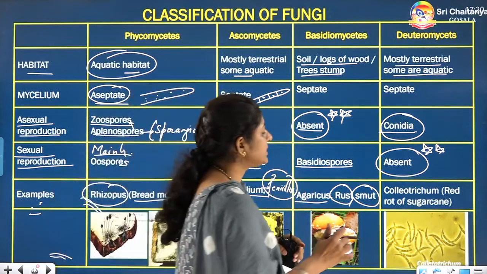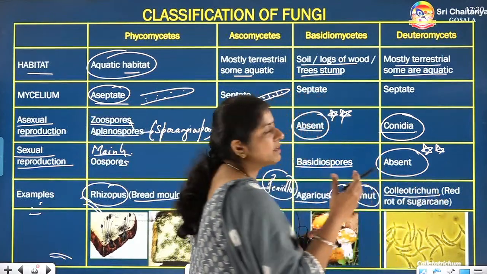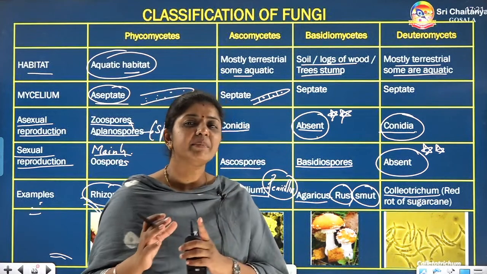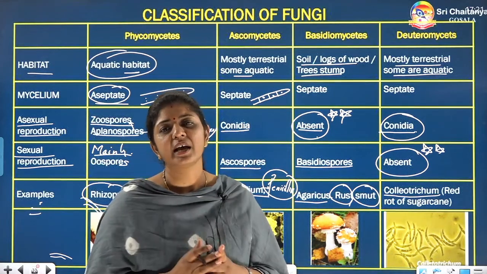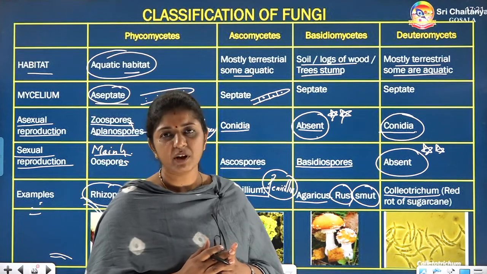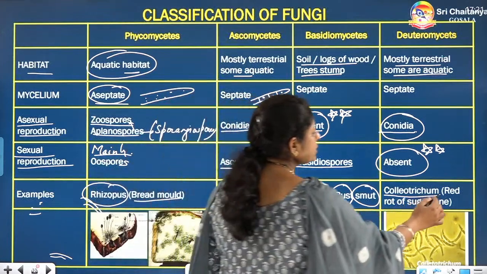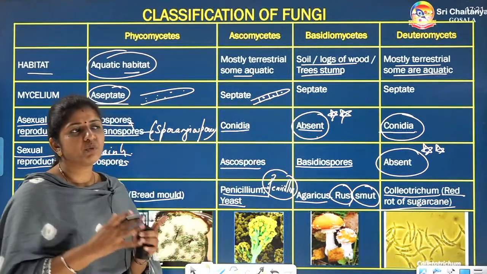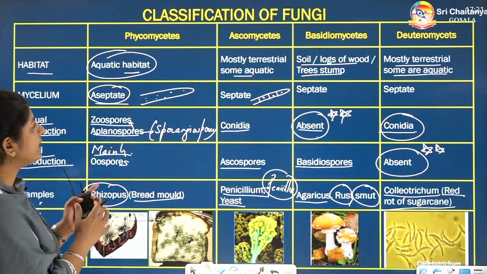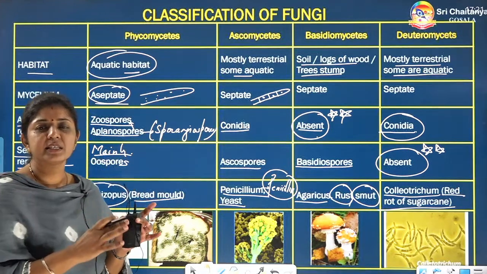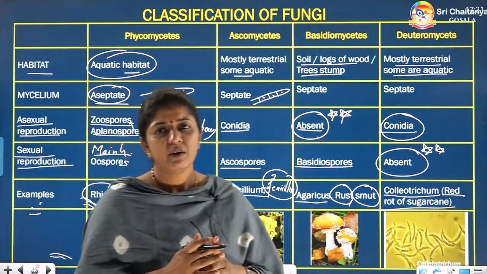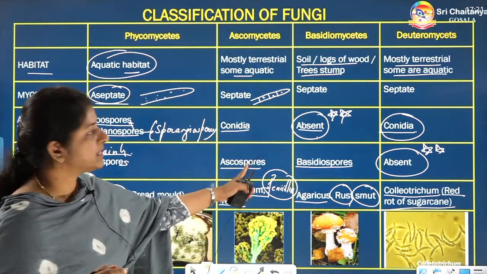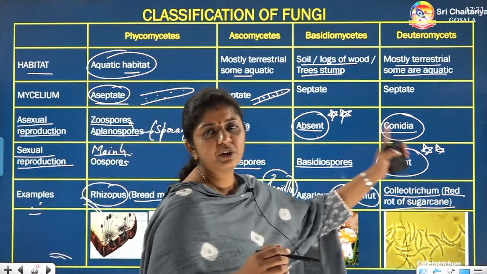So Deuteromycetes include the problem causing fungus like Colletotrichum, one of that, right? But some can be useful, we will discuss in the higher classes under microbes in human welfare. Colletotrichum, what is it doing? Red rot of sugarcane, right? So few examples we are discussing and comparing the major 4 classes under the kingdom fungi. What is the first? Here will be Phycomycetes, then Ascomycetes, Basidiomycetes and Deuteromycetes.